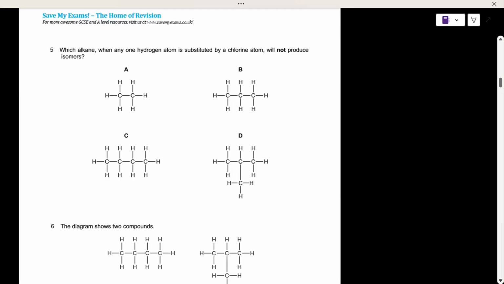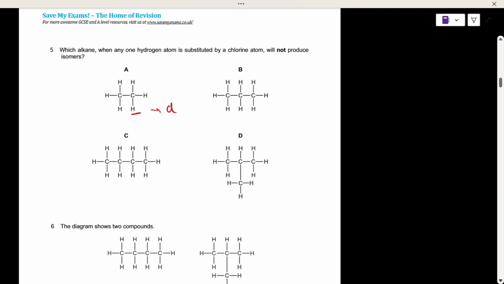So question number 5 says, which alkane, when any one hydrogen atom is substituted by a chlorine atom, will not produce an isomer? What it is asking is that all of these are alkanes, and if I remove one hydrogen from there and add a chlorine, which of these will not produce an isomer? Now isomer, again, the definition is same molecular formula but different structural formula.